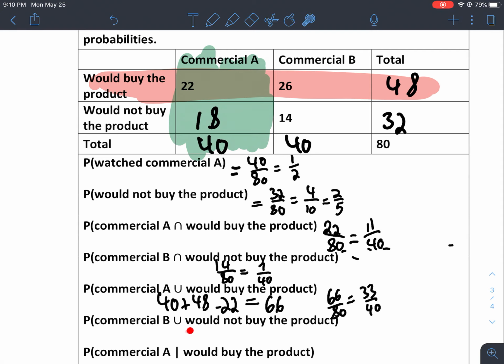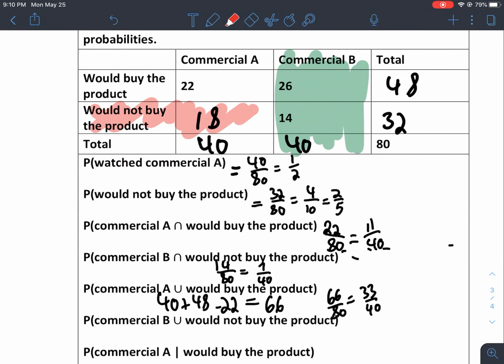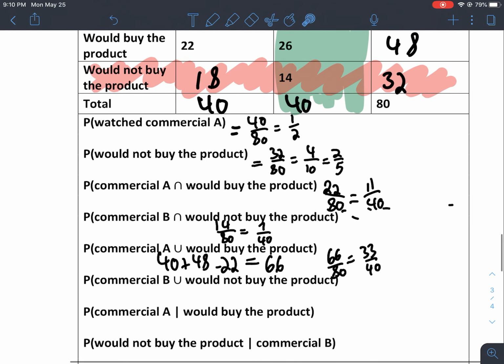Our next union, look at that U, looks at how many watched commercial B or would not buy the product. So that's going to be commercial B or would not buy the product. So you could add this and this, ignoring the totals, just add the parts, and that would get you the same answer, or you could add these totals and subtract the intersection. Subtract where they're both true. I'm going to add these totals.